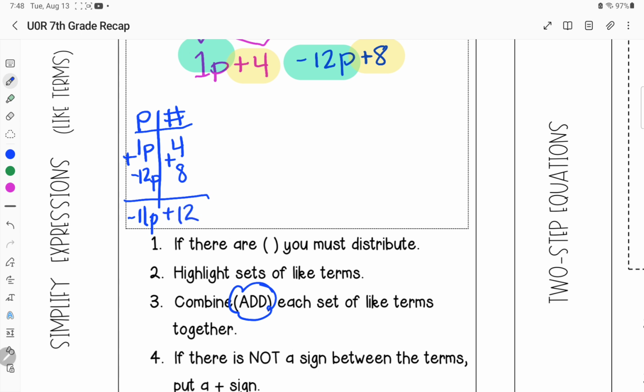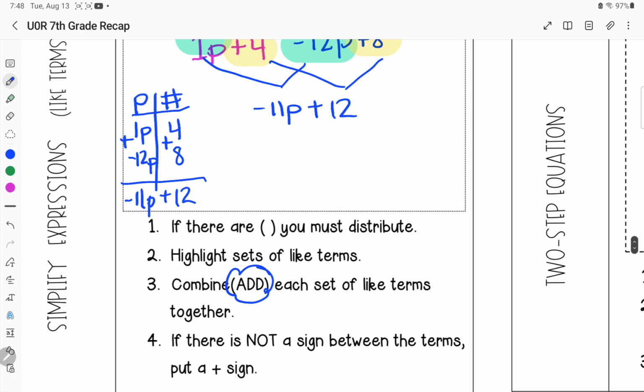You cannot combine those. These are not like terms. These are p's, these are not. Another way, some of you could have done it like this: those two together, when you add them, would still give you negative 11p, and these two together, when you add them, would have given you 12. But you'll notice your answers are the same. If there's not a sign between them, like how I said this was just 12, you just stick your plus sign out in front or between them, but out in front of the number.